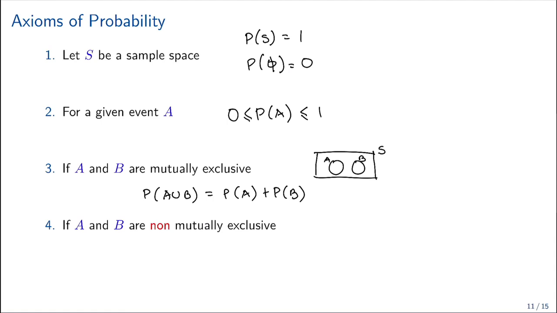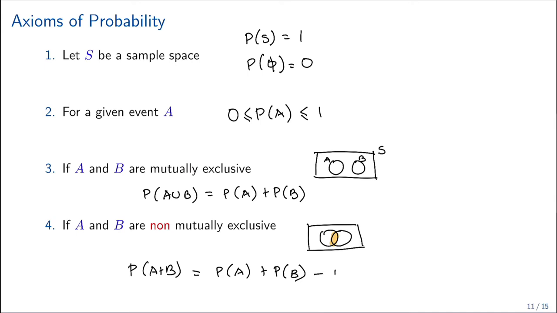But if they are not mutually exclusive, so if we have an intersection, then in that case the probability of A union B is going to be equal to the probability of A plus the probability of B minus the probability of the intersection, A intersection B.